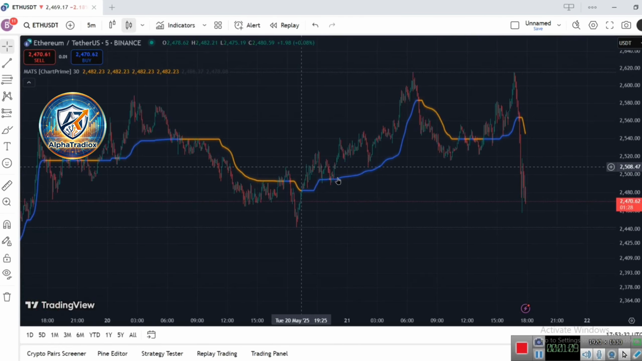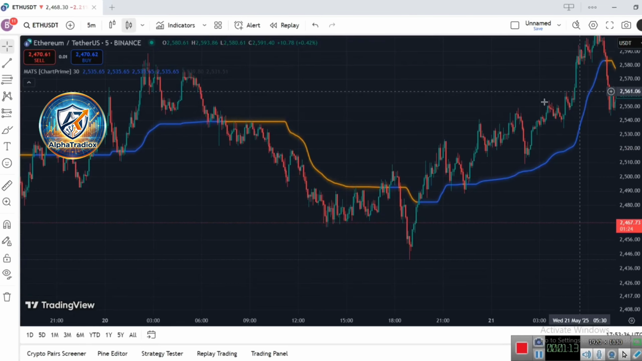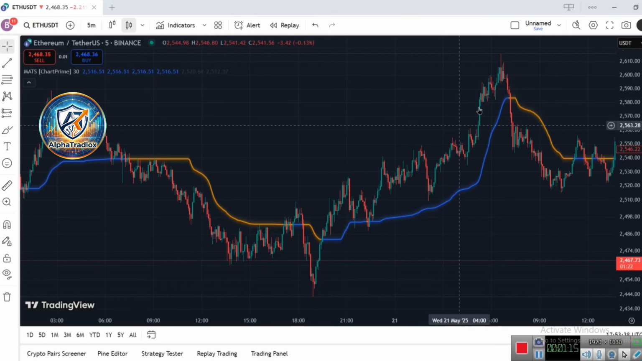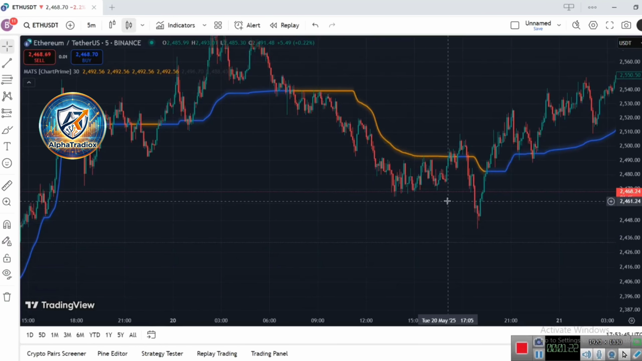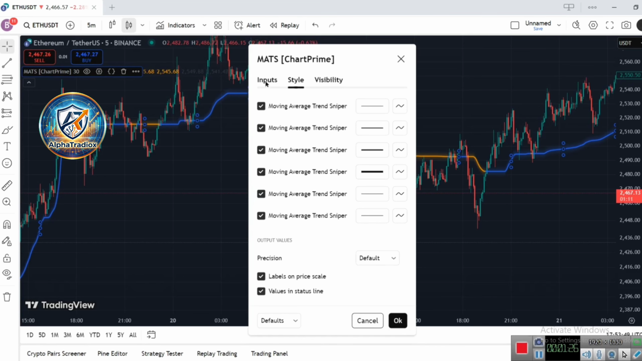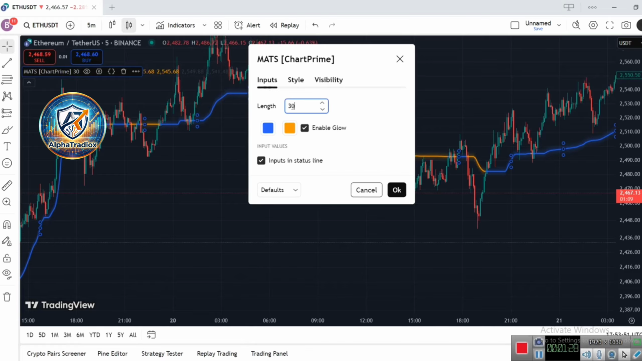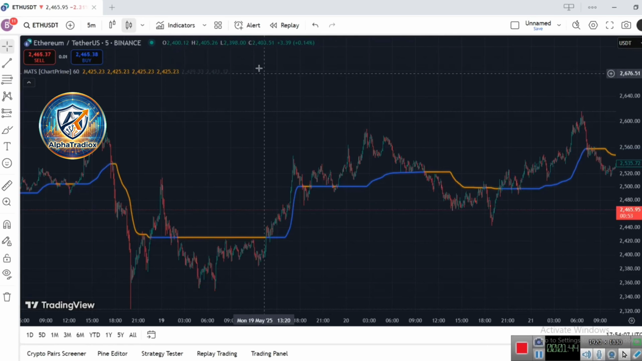This indicator has a blue line and an orange line. When the candles are above the blue line, it means our trend is bullish, and when the candles are below the orange line, the trend is bearish. Go to the Settings section, set the length input to 60, and don't change anything else. Remember, don't touch anything else.